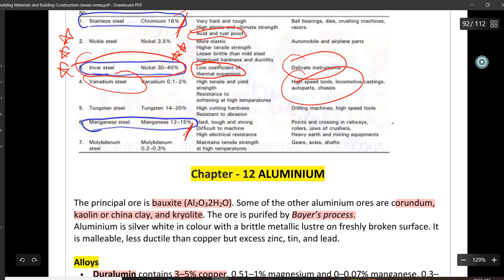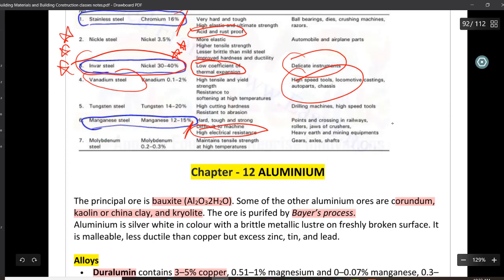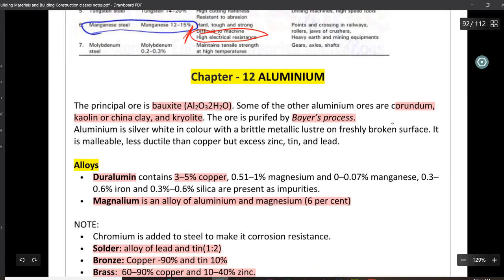And next is manganese steel. This is also very important. What does it have? High electrical resistance. It is hard, tough and strong. Okay, so in manganese steel, the manganese amount is 12 to 15%. In invar, how much nickel percent is there? 30 to 40%. Very important bit once again. In invar steel, how much percentage of nickel is added? 30 to 40%. In stainless steel, 16% chromium is added.